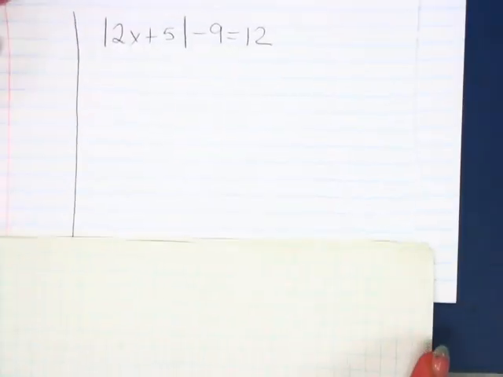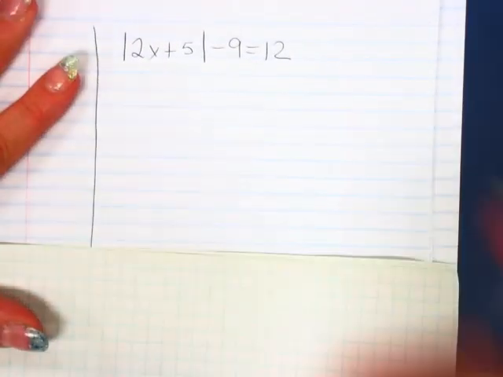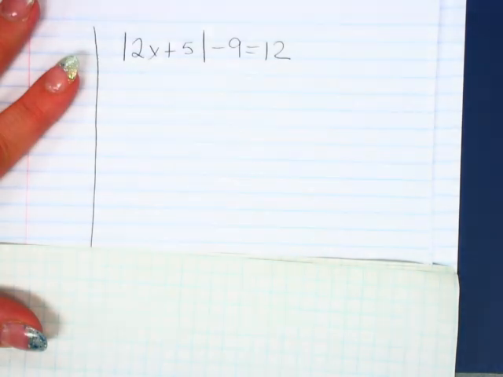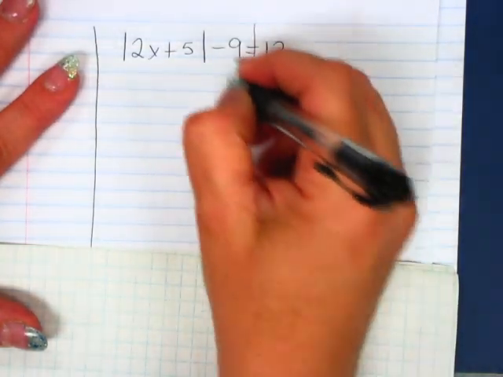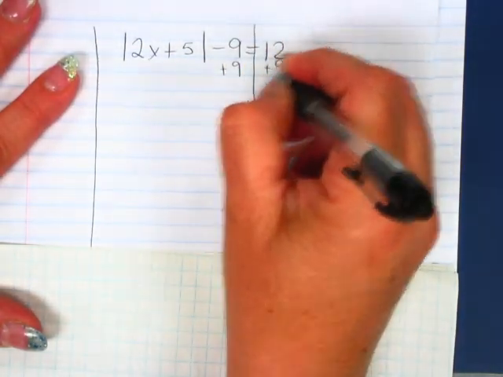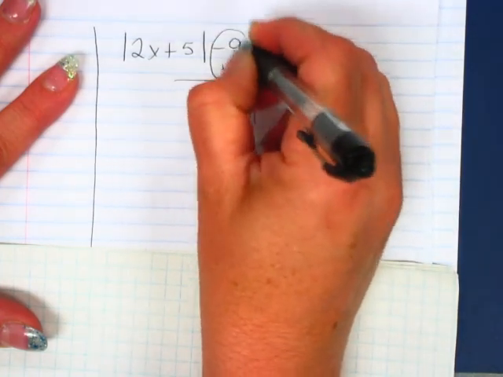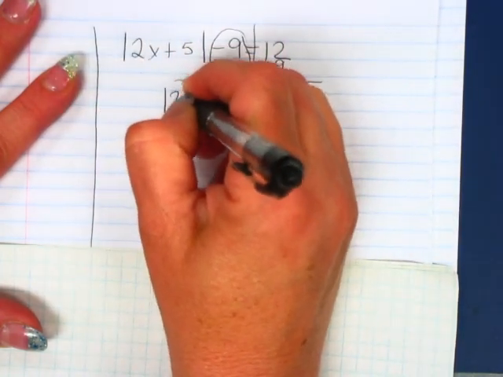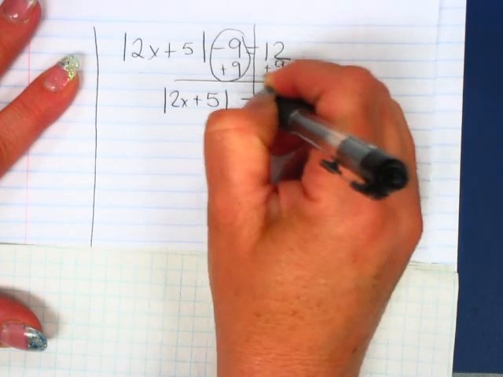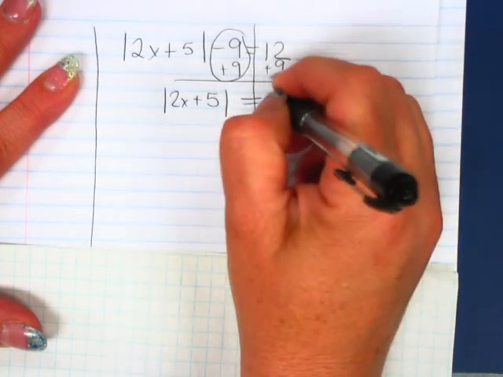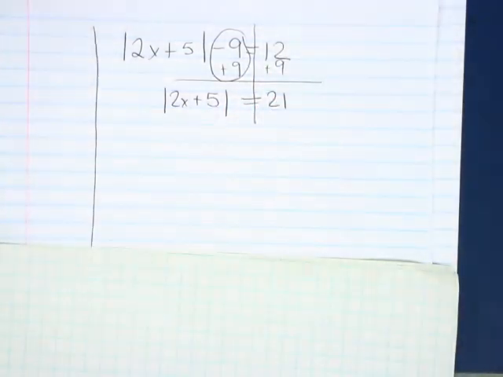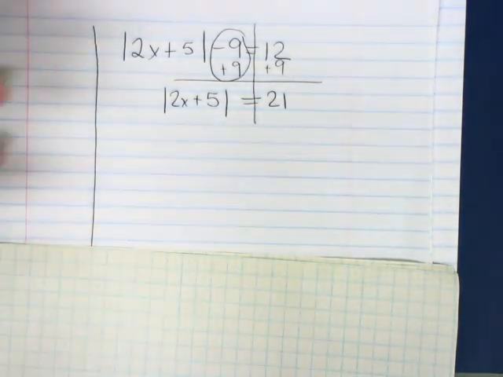So first, let's do this one. Again, we want the absolute value all by itself. Add that 9 to both sides. Here we get our 0 we were hoping for. The absolute value of 2x plus 5 equals 9 and 12 would be 21. So now we have the absolute value by itself. Now we work on the solving.